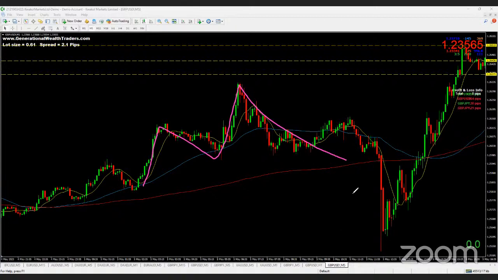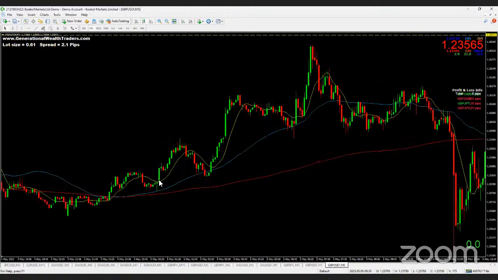Anyway, I suppose we are going to have a second and a third class for this so that we can dive even deeper. Now, what I was going to say was, if you're going to be selling, make sure the 10 crosses below. Don't sell if the yellow moving average is on top. Because look at what's happening here. All the while, the moving average is on top.